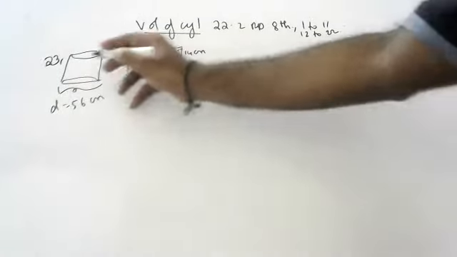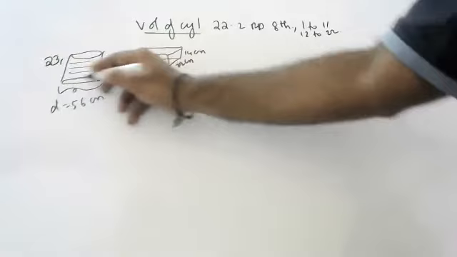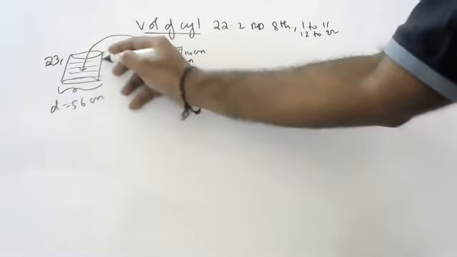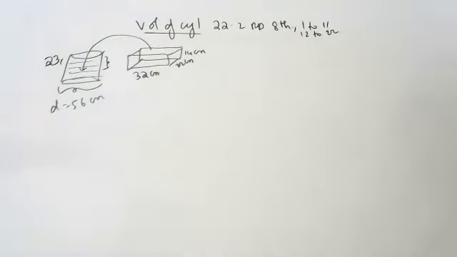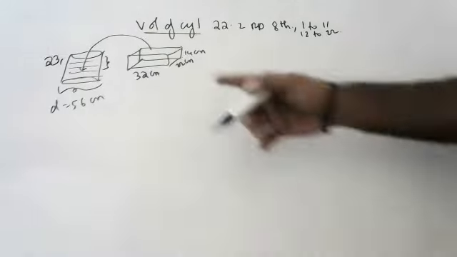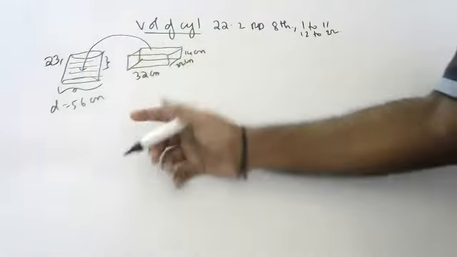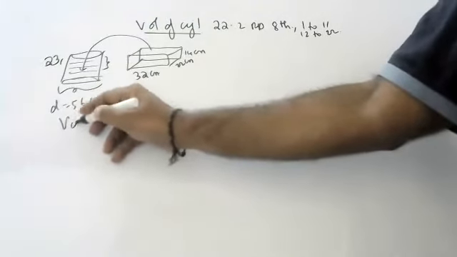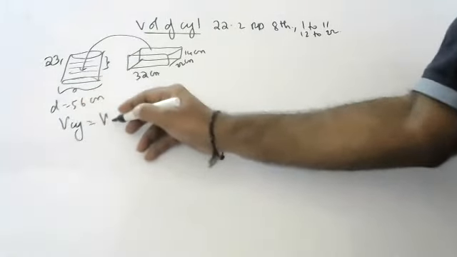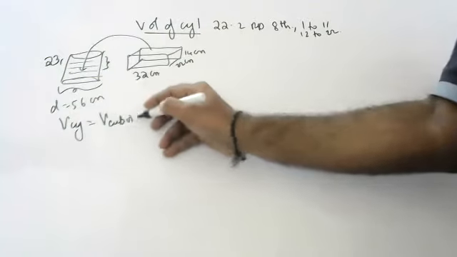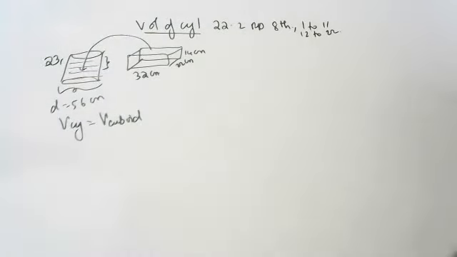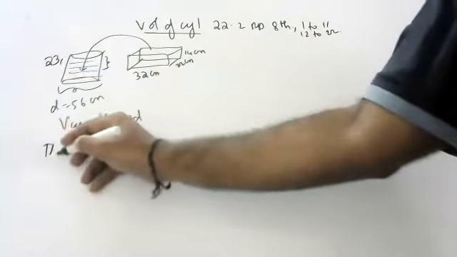Children, if this tank has full water and you put this solid in it, how much will be the rising level of the water? That is the question. So how will you do it, children? Volume of cylinder is equal to volume of cuboid. Who will tell? Volume of cylinder, how much, children?